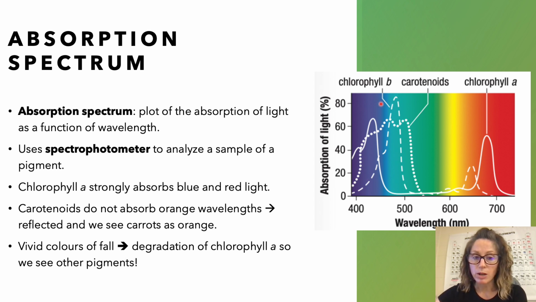Similarly, we can look at chlorophyll B. It peaks in the greenish area and again in the orange. So we would see these as green and yellow and maybe even red. Carotenoids absorb the purple, blue, greenish colors, and that's why we see plants that are high in carotenoids as orange and red and yellow. What's interesting is the vivid colors in fall: we have a degradation of chlorophyll A, and so we get to see other pigments. That's how we see the change in color of leaves.